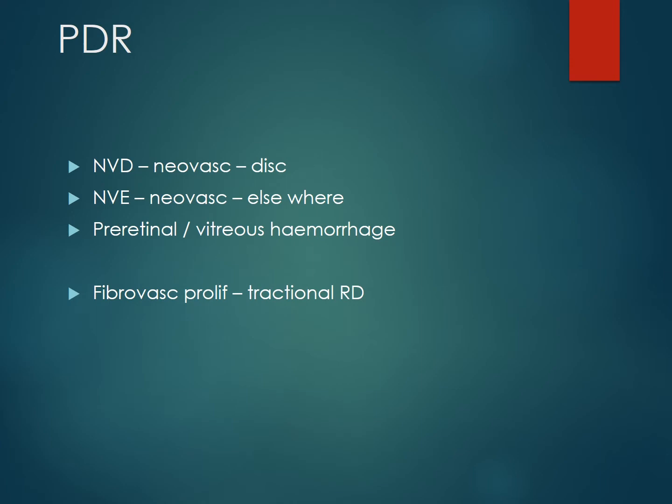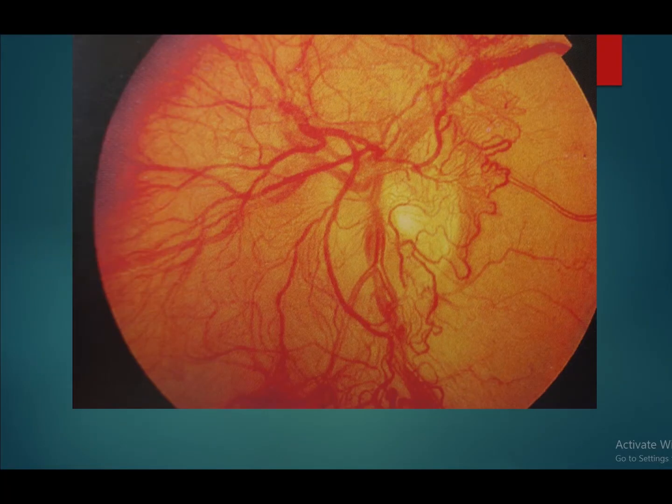So you can have neovascularizations on the disc, you can have neovascularization elsewhere, you can have pre-retinal or vitreous hemorrhage, you can have fibrovascular proliferation, which will progress to tractional retinal detachment. So all these things will qualify as proliferative diabetic retinopathy. So you can see florid new vessels in the retina. Look at them just growing into the vitreous.